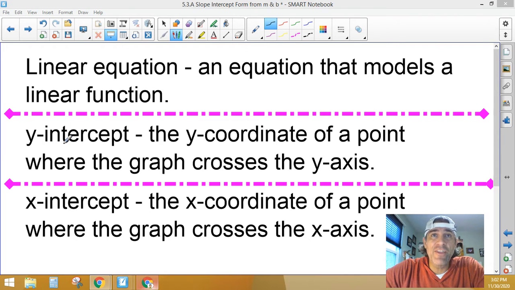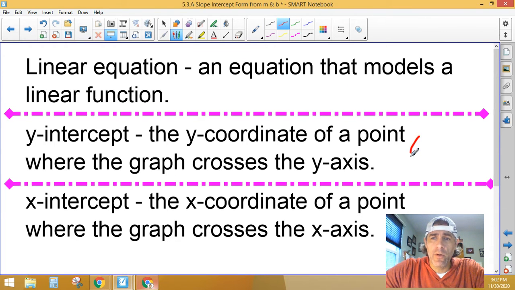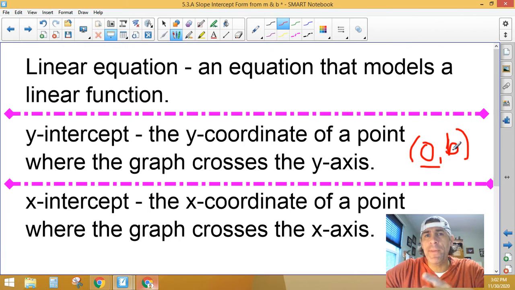Y-intercept. A y-intercept sounds like intersect, like intersection. It's very similar. It's the point of the line that crosses the y-axis. So it's the y-coordinate of that point. You may ask, why is it the y-coordinate? Well, if it's along the y-axis, the x value will always be 0. And I wrote a letter b here, and you'll see why in a little bit.